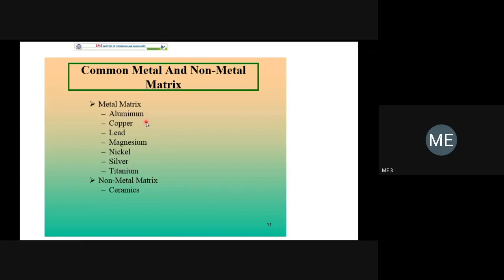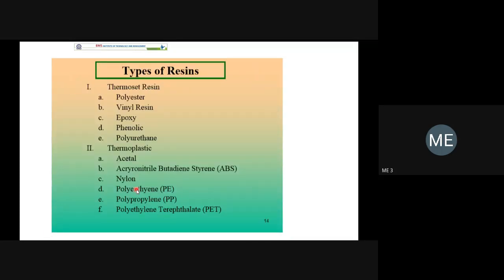We require low density materials. Like aluminum and titanium are used because the density of titanium is less, the density of aluminum is less compared to copper or steel. The non-metallic matrix is your ceramic material. The resins, you studied in your first year chemistry: thermoset resin, polyester, vinyl resin, epoxy, phenolic, polyurethane; thermoplastic resin, acetal, nylon.